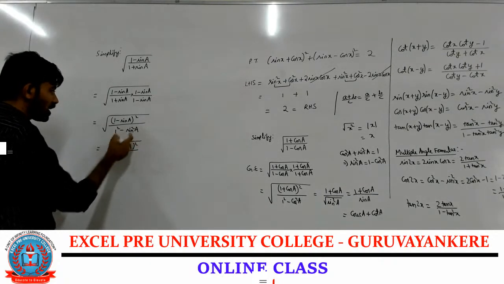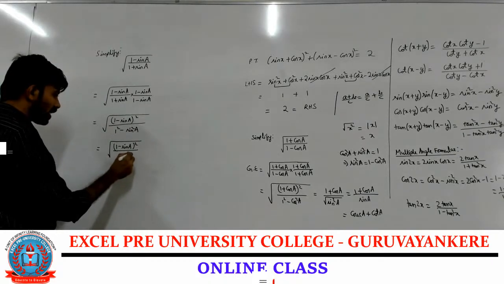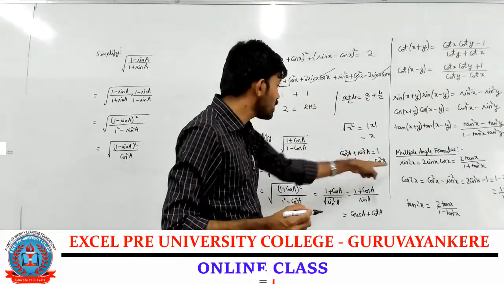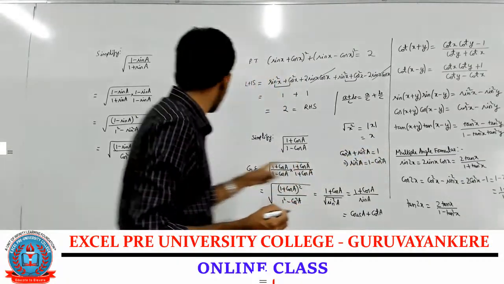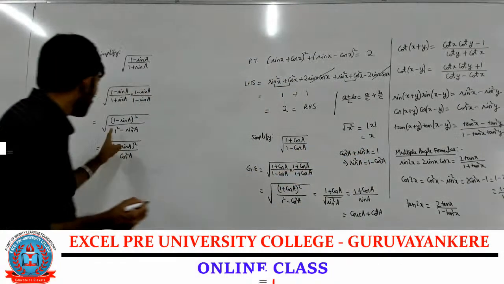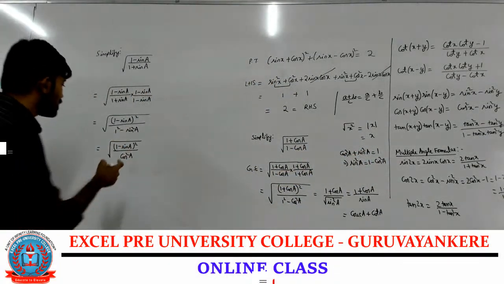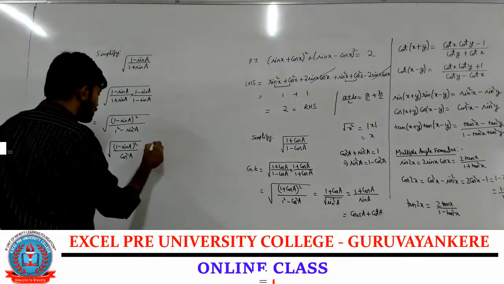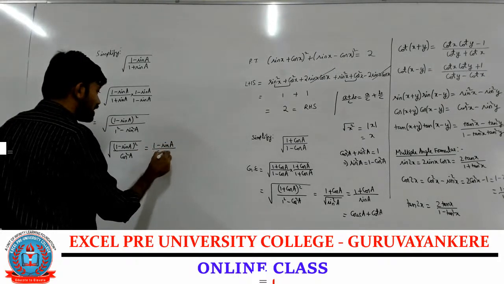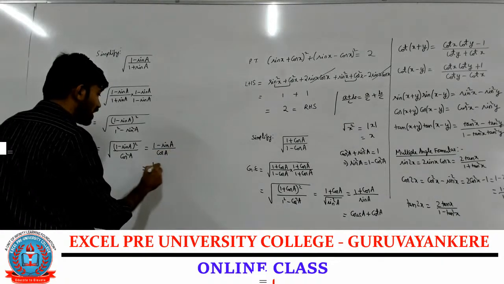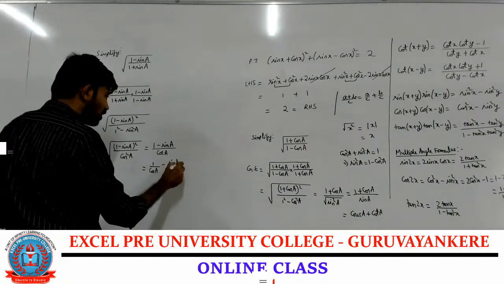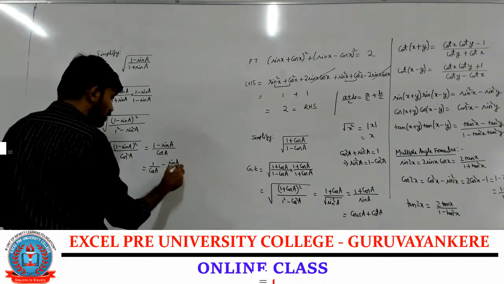minus sin square A, which is cos square A, because you know sin square A plus cos square A is 1. Rearrange this, we get 1 minus cos square A is sin square A, or 1 minus sin square A is cos square A. Square root and square get cancelled. Now what remains is 1 minus sin A divided by cos A. Then separate the terms: 1 by cos A minus sin A by cos A.